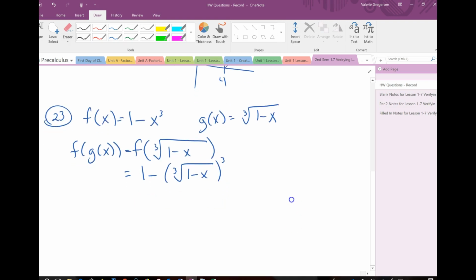Oh, love inverse operations, right? I'm cubing a cubic root. What comes out is what's underneath my radical sign there. So I got 1 minus the quantity. And notice there has to be a quantity right here.